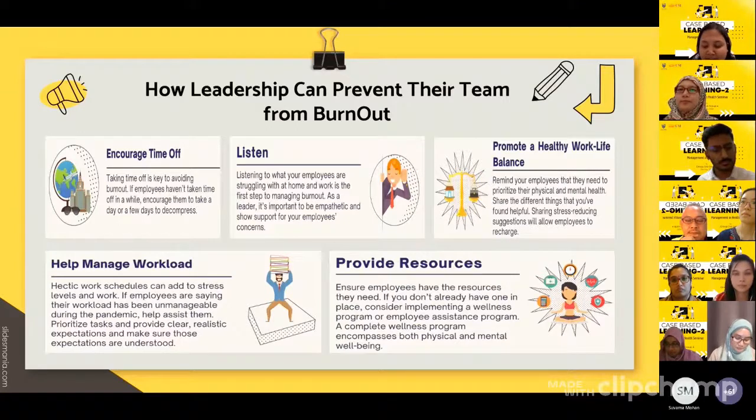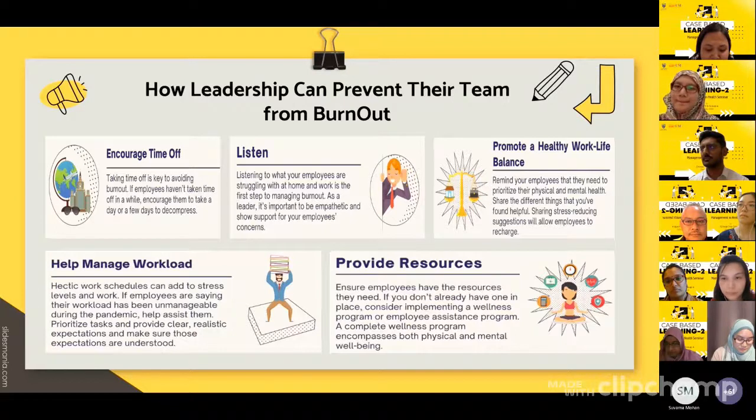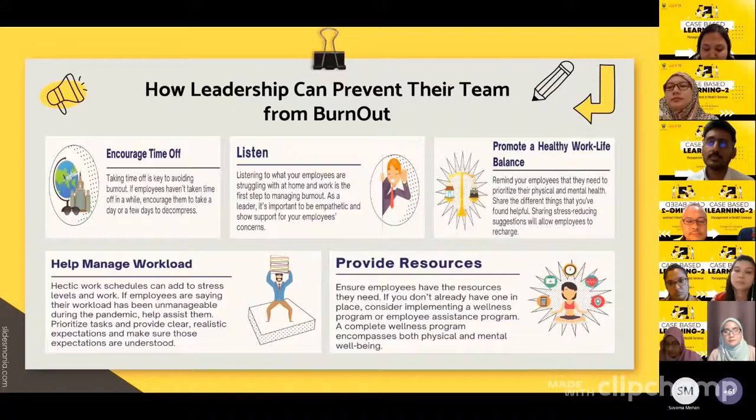Thirdly, if the work is unmanageable, they need to prioritize the work and provide a clear, realistic expectation. At the same time, they need to provide resources for their employees, such as a wellness program or employee assistance program, which need to focus on their physical and mental well-being. And lastly, they need to promote a healthy work-life balance, such as sharing stress-reducing suggestions, which will allow their employees to recharge.